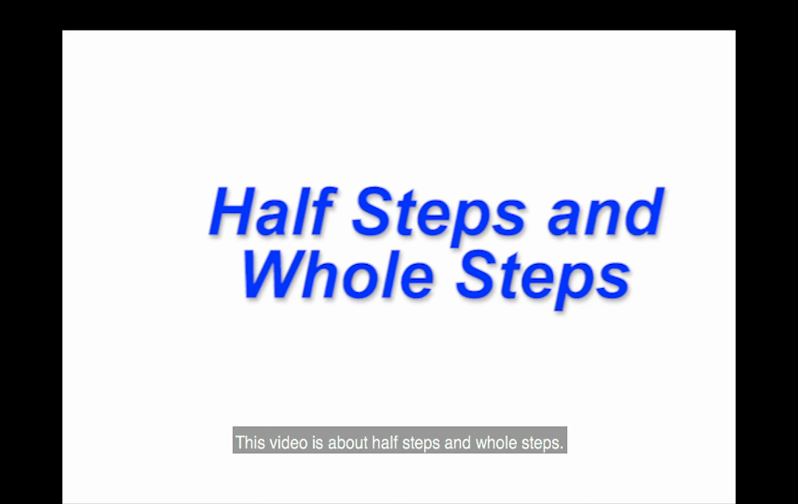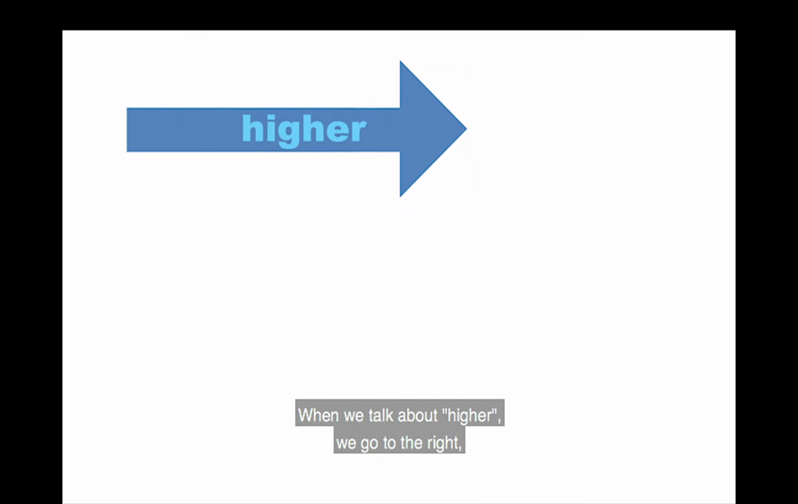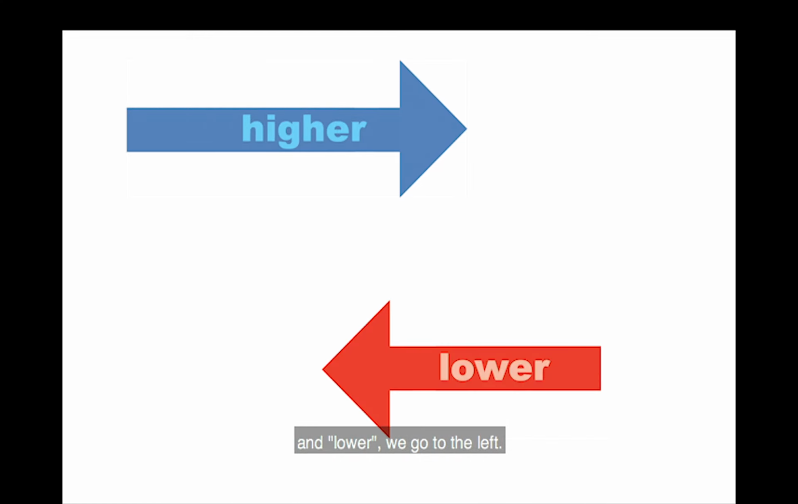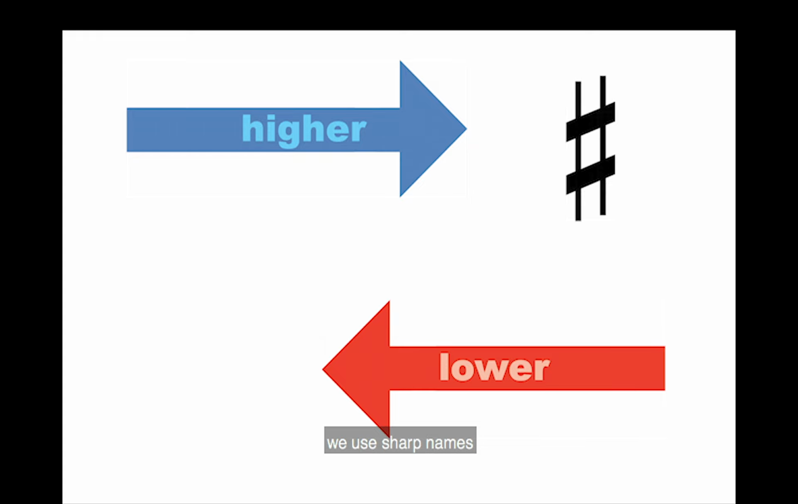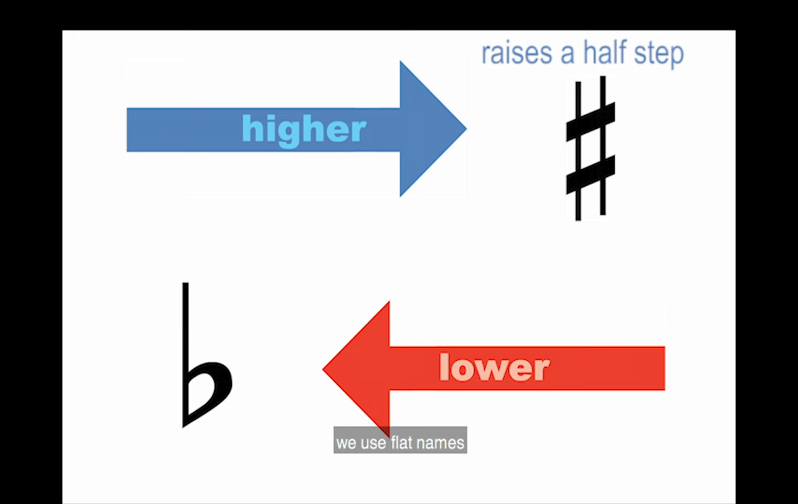This video is about half steps and whole steps. A half step is the distance between any note and the note closest to it on the piano keyboard. When we talk about higher, we go to the right, and lower, we go to the left. If we're going higher, to the right, we use sharp names, since a sharp raises a note a half step. If we're going lower, to the left, we use flat names, since a flat lowers a note a half step.